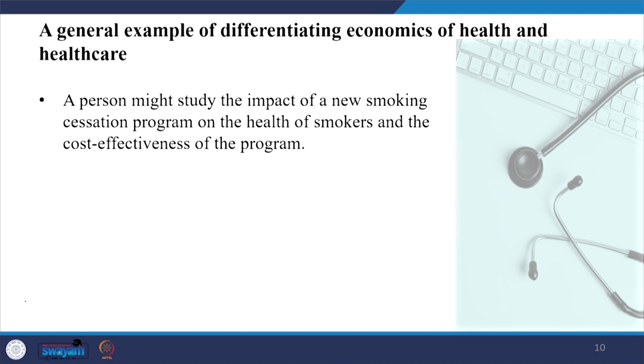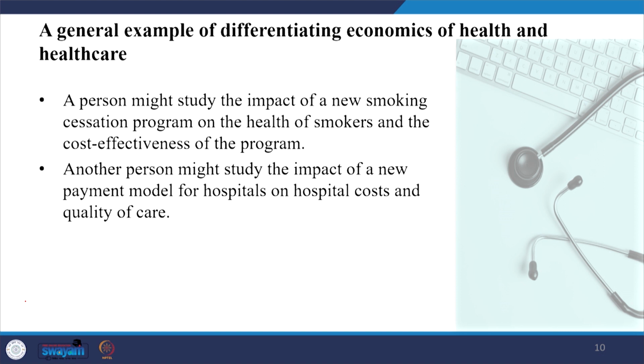A general example differentiating these two is mentioned here. A person might study the impact of a new smoking cessation program on the health of smokers and the cost effectiveness of the program. Basically, for any smoking related drives or programs, we look at how it is impacting health and how far. When we say how it is impacting health, it is specific to the healthcare sector. When we are saying the cost effectiveness of the program, we are referring to the economics of health.